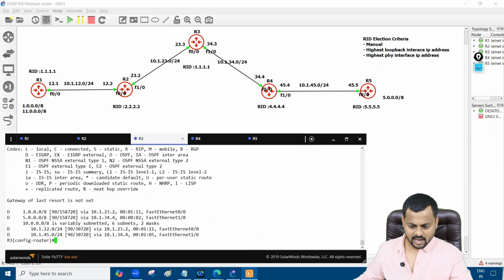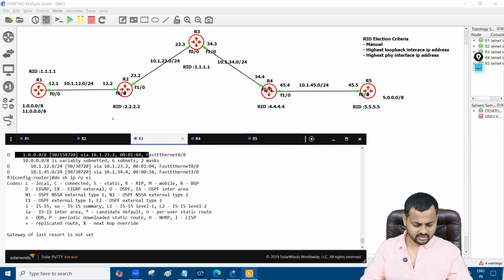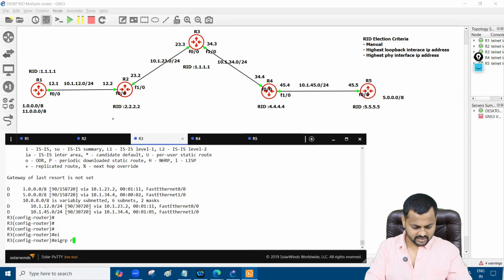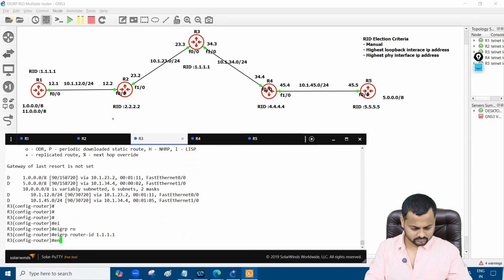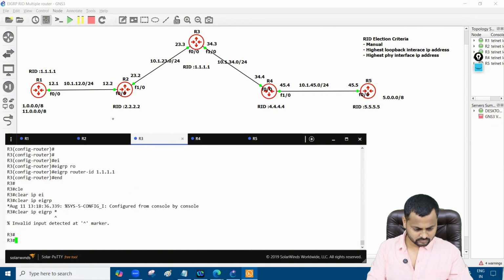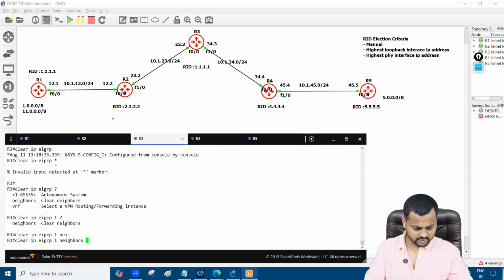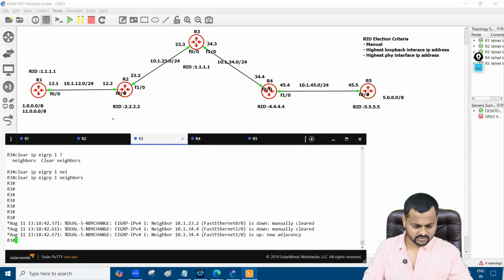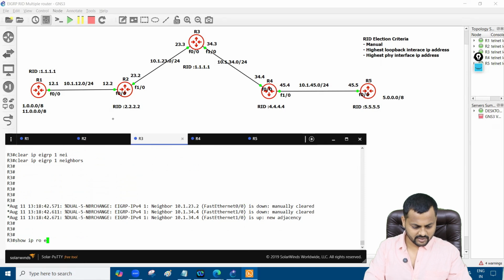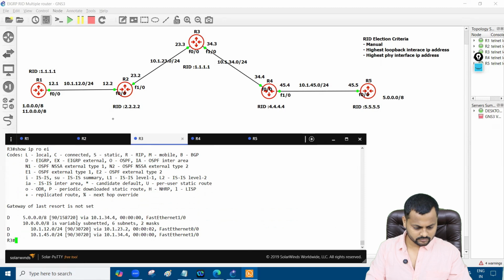So R3 will have the, I did the EIGRP router ID. Oh, by mistake, I configured the wrong ID. EIGRP router ID will be 1.1.1.1. Clear IP EIGRP neighbors. That's all. Just give some time. Show IP route EIGRP now. Here we go. Come on.